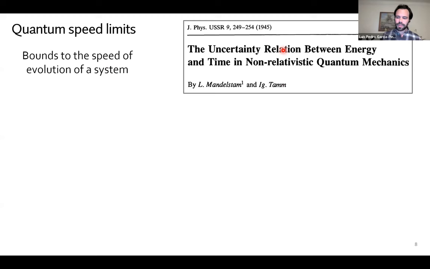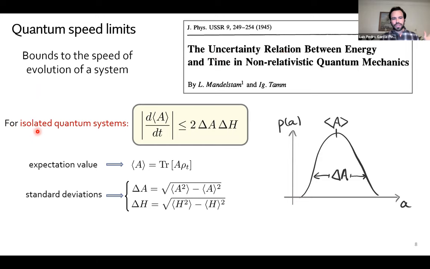They considered the simplest setting of an isolated quantum system with a Hamiltonian H. And they focused on the expectation value of some observable A, of some quantity A. So you have your expectation value. And what they showed is that the rate of change of this expectation value is upper bounded by a product of standard deviations, where the relevant quantities here are the standard deviation of your Hamiltonian, so your uncertainty in energy, and the standard deviation of the quantity that you care about. It's the standard deviation in your observable.